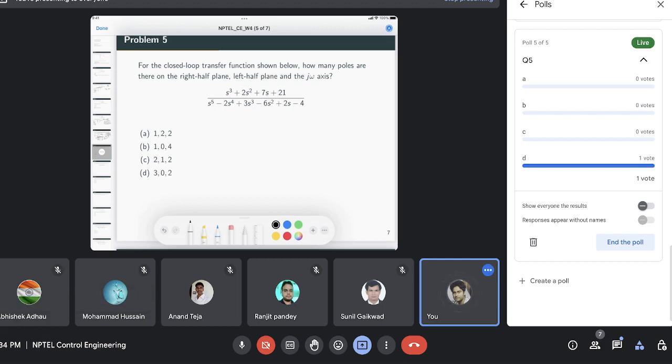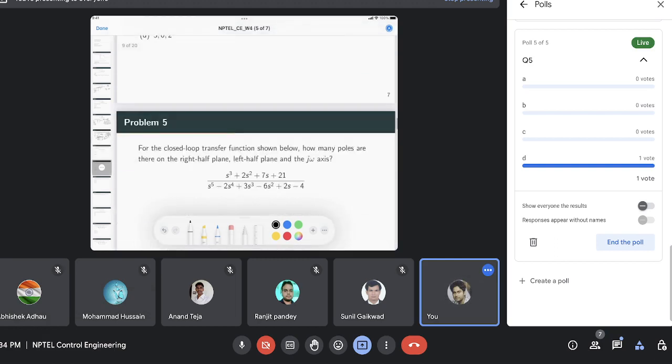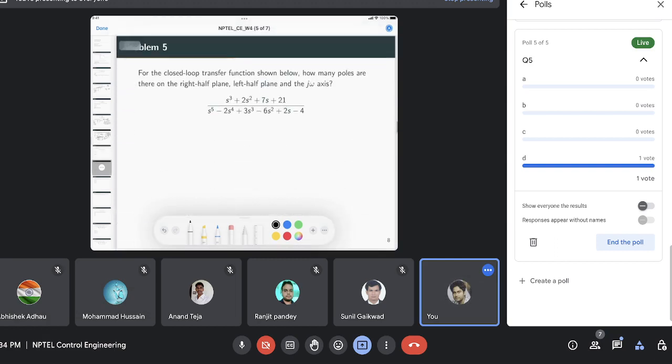Okay, so let's discuss this. You are given a closed loop transfer function, and this is the characteristic equation, on which you want to test how the poles are located around the imaginary axis, whether they are in the left half, the right half, or on the imaginary axis.